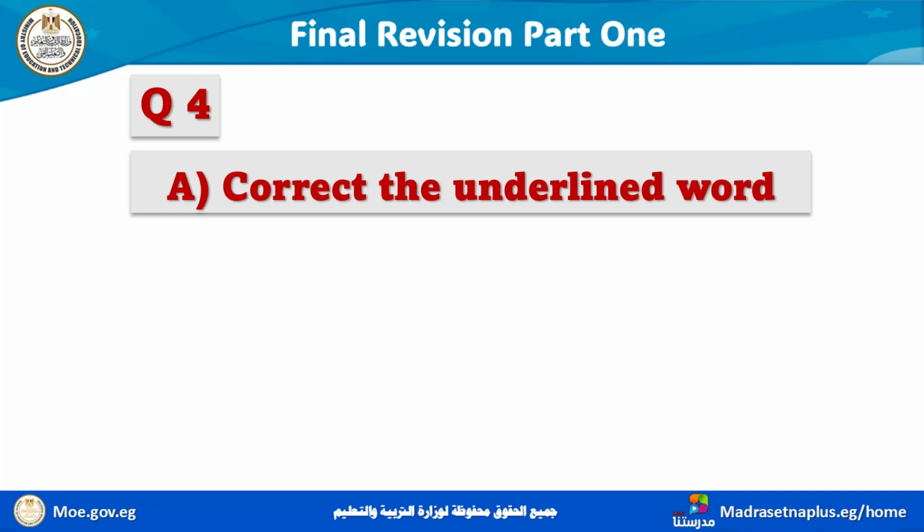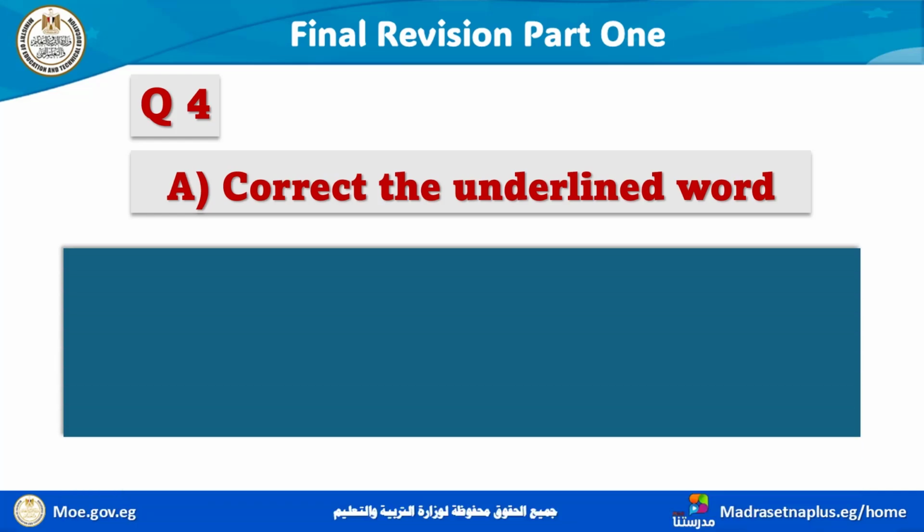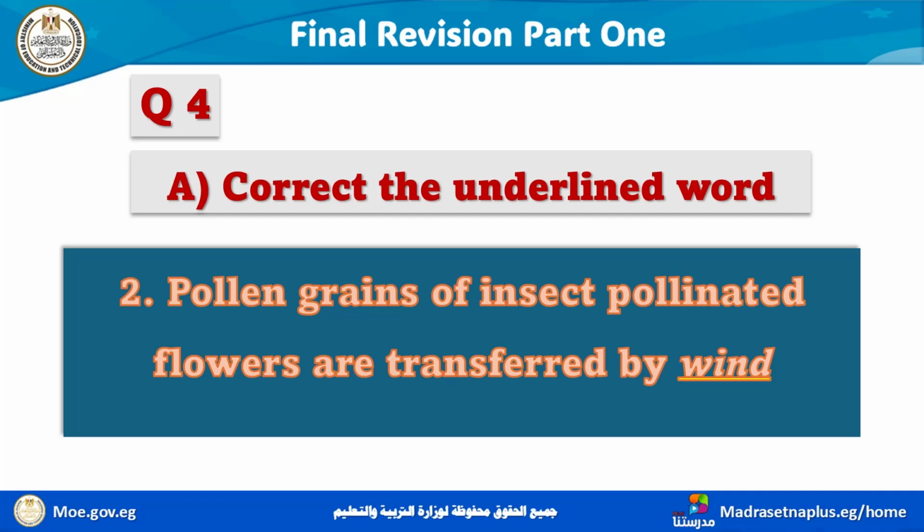Correct the underlined words. Number 2. Pollen grains of insect pollinated flowers are transferred by wind. Of course, the pollen grain of insect pollinated flowers are transferred by insects.